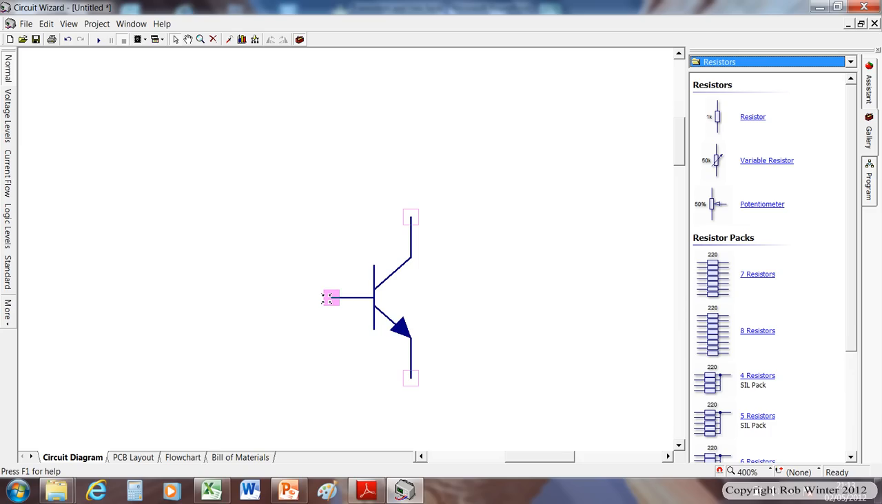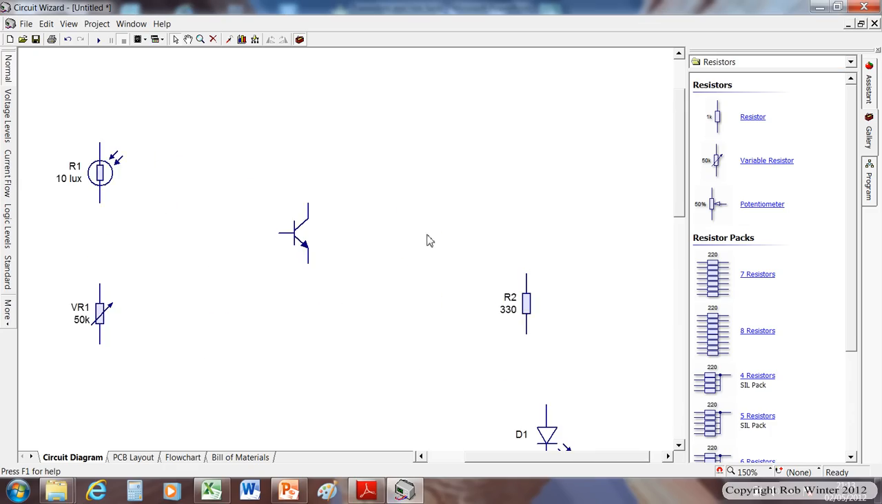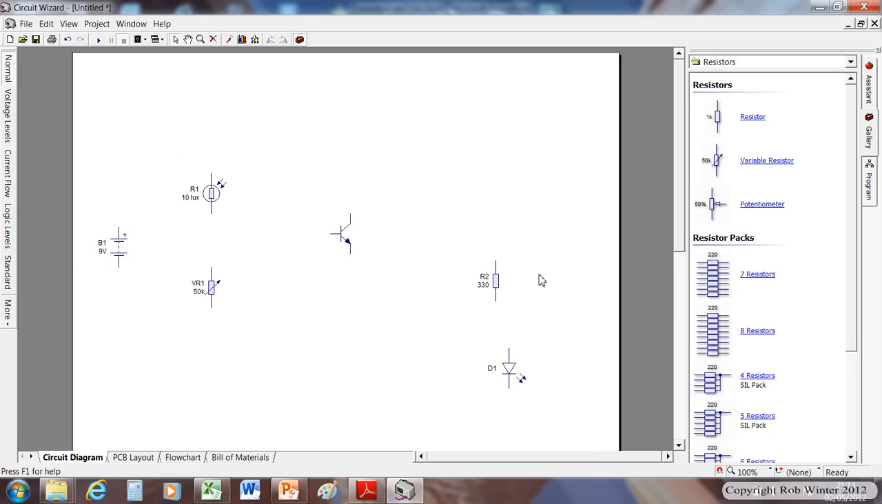Just to prove it to you, you've got base leg, collector and emitter, and I'm going to wire one up for you into a typical transistor circuit, the circuit that you're more than likely going to get if you get a question in the exam.